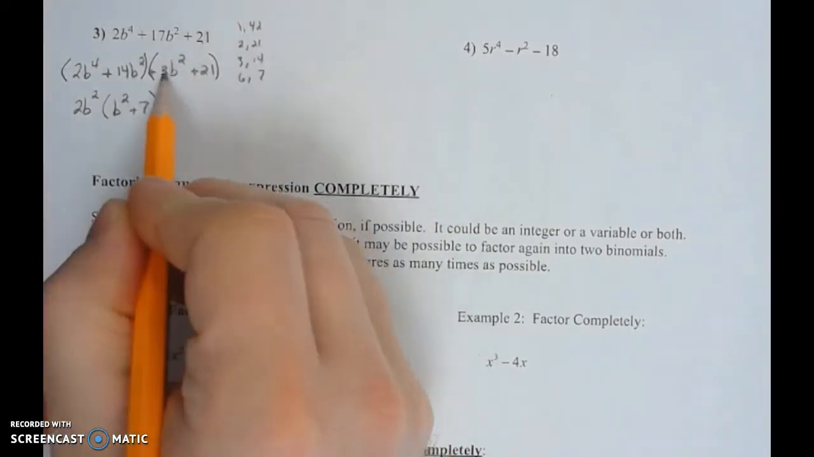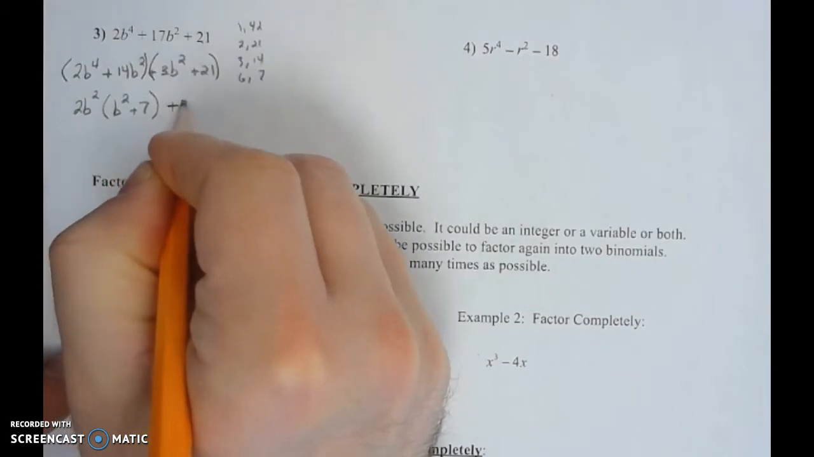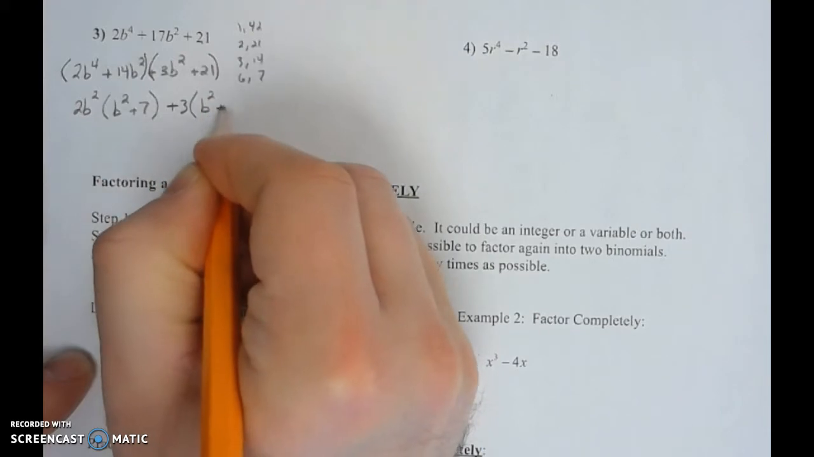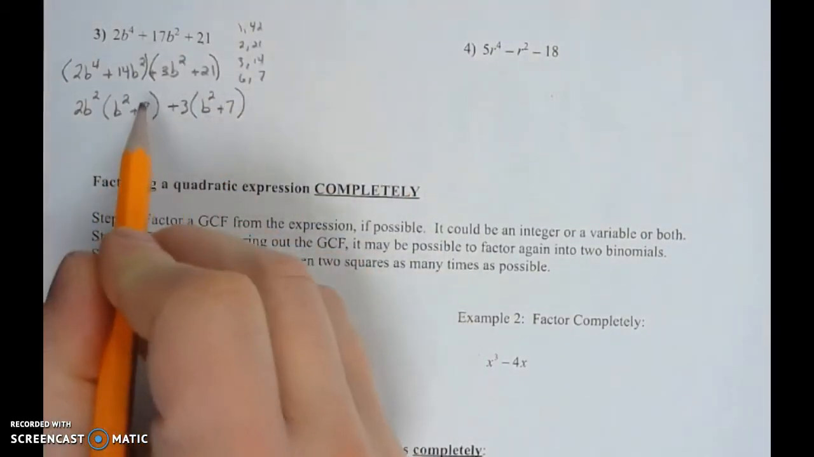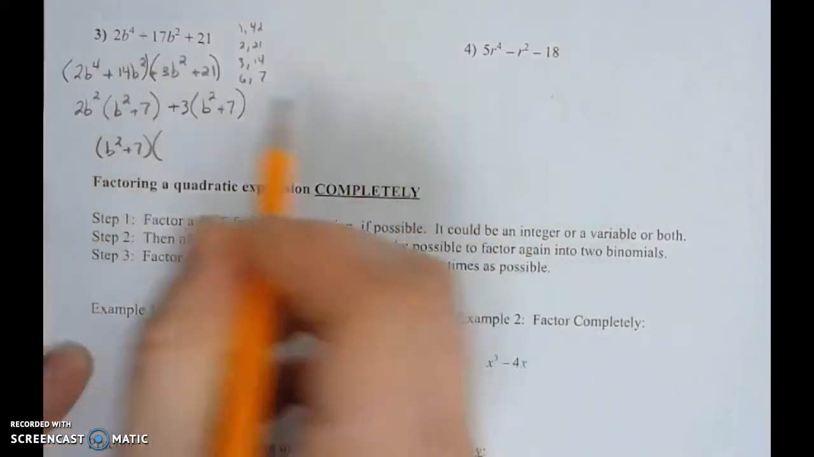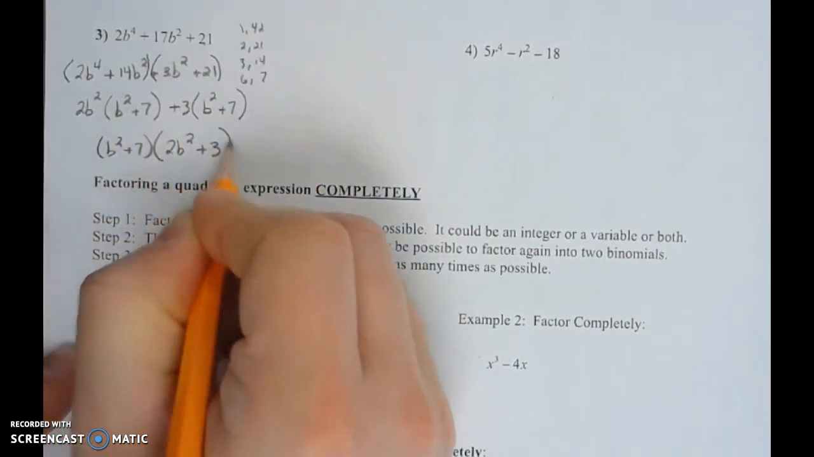Now I'm going to factor out the GCF of the second part here, and that's going to be a positive 3. And when you factor out 3, that's going to leave you with b squared plus 7 as well. So looking here, I can see that my first factor is going to be b squared plus 7, and my second factor is going to be the GCFs, 2b squared plus 3.